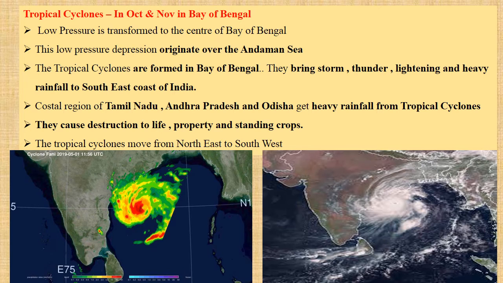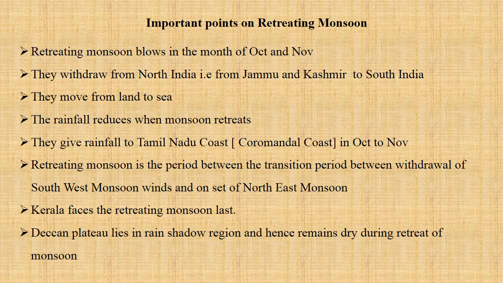Let us move ahead. Now, what were the important points of retreating monsoon that we have learned till now? Retreating monsoon blows in October, November. From which part of the country do they withdraw first? The north part of the country, that is Jammu and Kashmir. In which direction do they withdraw? They withdraw from north to South India. How do they move? They move from land to sea.